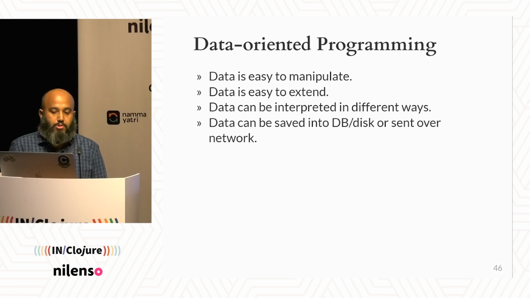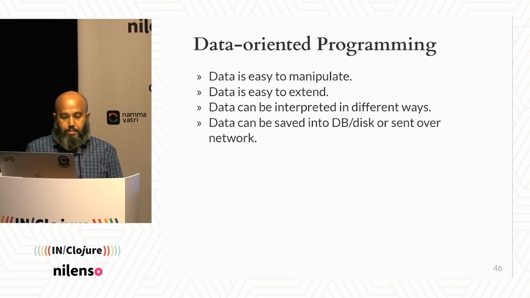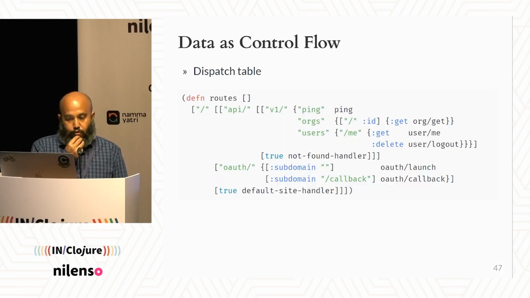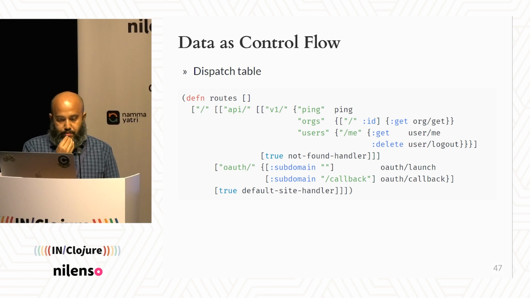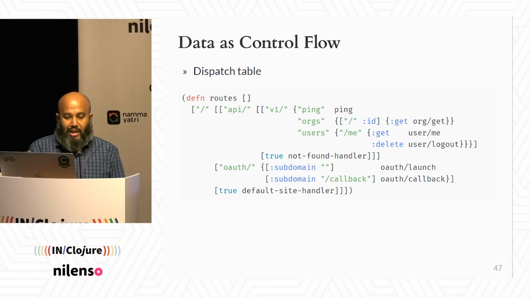So looking at some examples of data-oriented programming, this is data as control flow. I'm sure some of you may have seen this, where an API is being described in terms of maps and vectors and symbols and function references, right? The good thing about this is that if you want to add another route in a different part of the code, you can just take this routes object and put another thing in between, and it'll just become active, right?